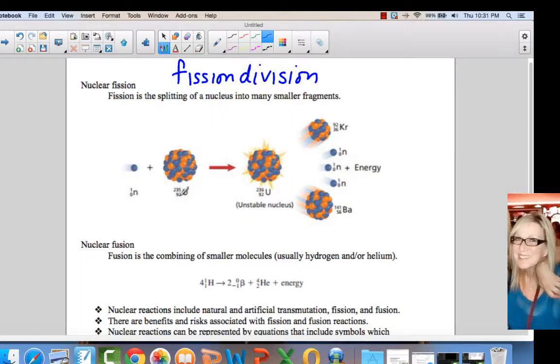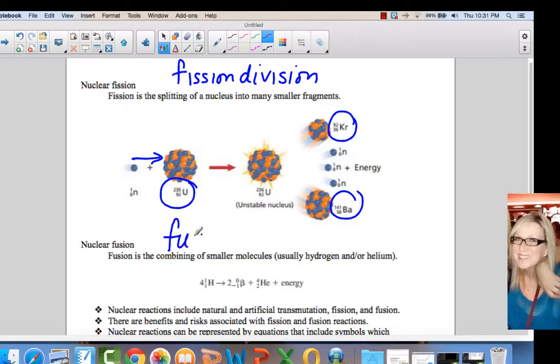So I'm taking something big, U-235, I'm bombarding it with a neutron, and I'm breaking it into two smaller things. And those two smaller things are usually krypton and barium. So how can you recognize fission, division? Usually U-235 getting bombarded by a neutron and breaking down and splitting into two smaller elements.